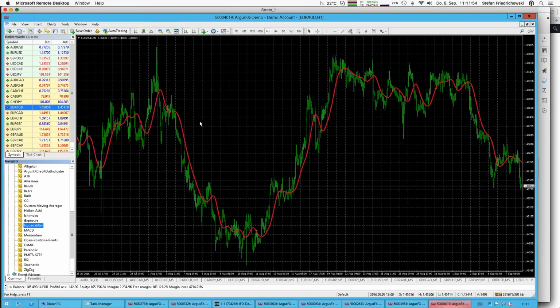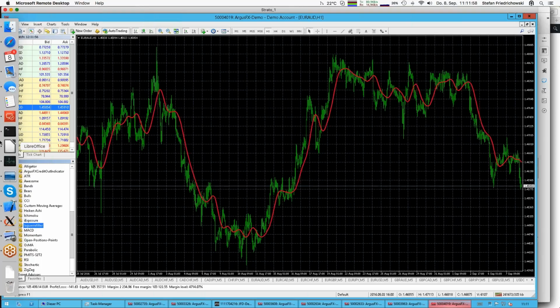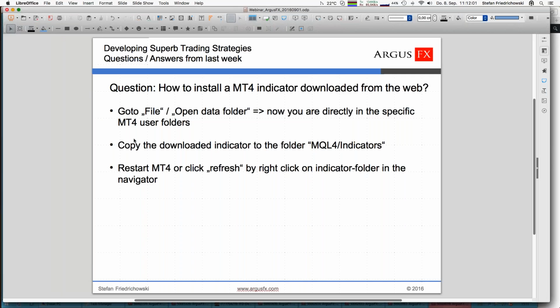But that was right now only the way how to install indicators. The same applies for experts, expert advisors, or any scripts which you might find on the internet as well. The procedure is always the same, only the destination folder differs. If it's an expert advisor, then the destination folder will be experts, of course. And if it's a script, then the destination folder for that file is simply scripts. So it's quite easy to find the right destination for those.